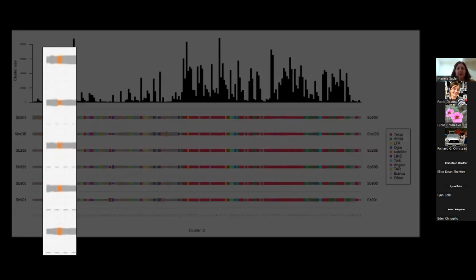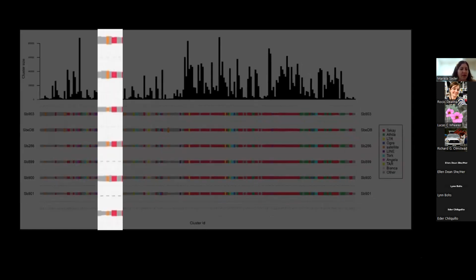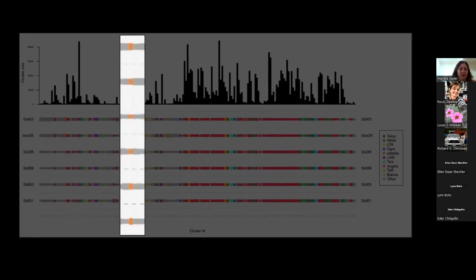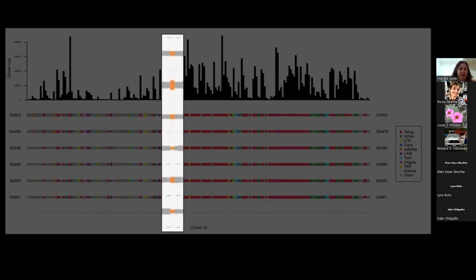But if we look at the relative abundance of the satellite DNA clusters, here in orange, we can see that they vary more than the abundance of the retroelements. This is one satellite, for example, and this is the other satellite. You can see that here it is more abundant than here. This is the other satellite, and this is the last one. You can see that in this population, this satellite is very, very abundant, and not in this population, for example.